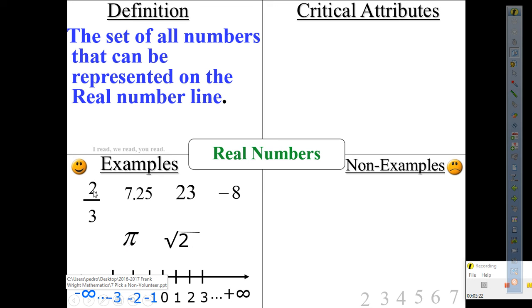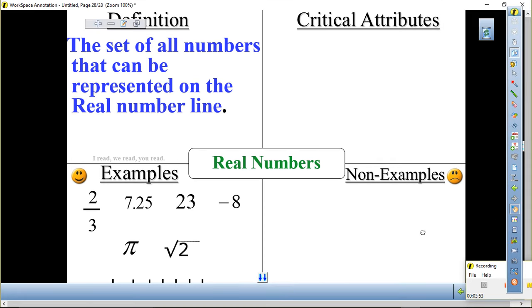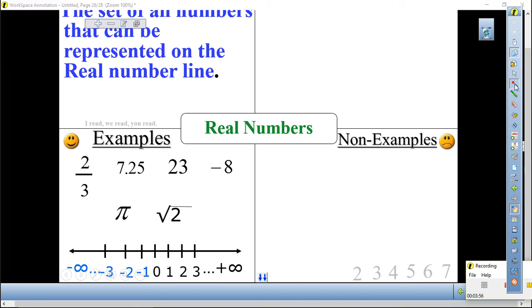So let's see. Can 2/3 fit here in between 0 and 1? Yes. How about 7.25? Over here? Yes. How about 23? Yes. Negative 8? Yes. Pi, 3.14 approximately, and square root of 2. Are we there? Now, writing utensils down and pay attention. Look up to the screen. I'm going to give you one more that is a real number. Square root of 16.